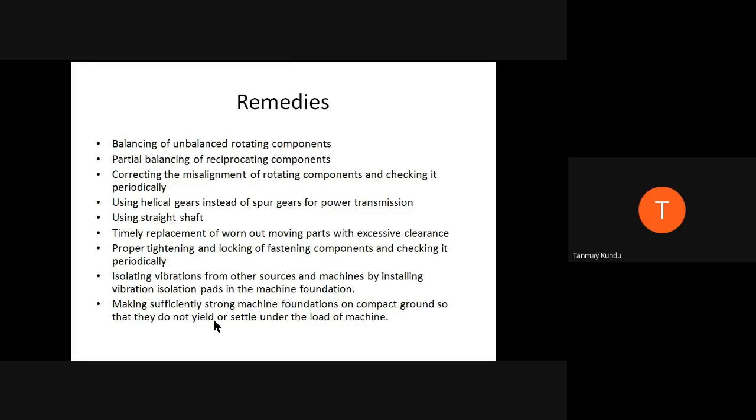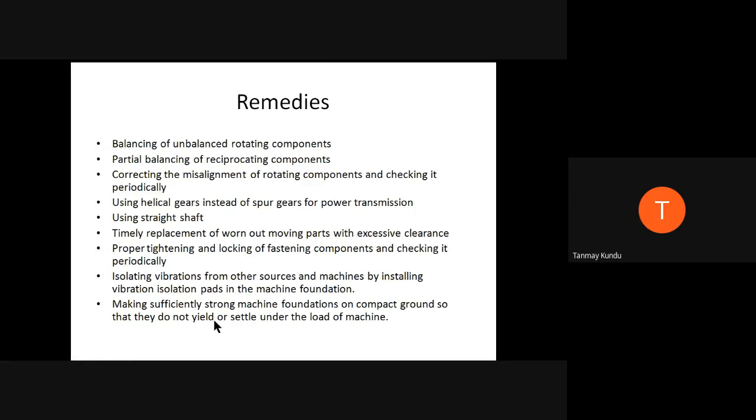Next is using helical gears instead of spur gears for power transmission. If you look at the basic geometry of the spur gear, spur gears are subjected to a lot of vibration during power transmission. Whereas helical gears have helixes. Due to the helix angle, the vibration problems are quite eliminated in helical gears.